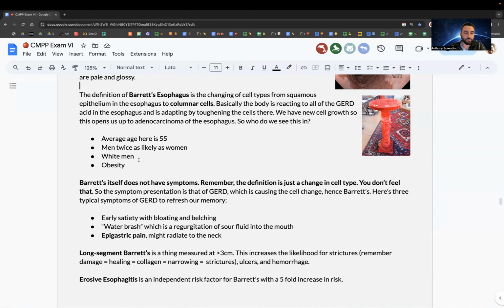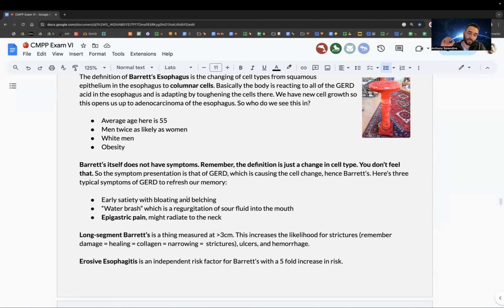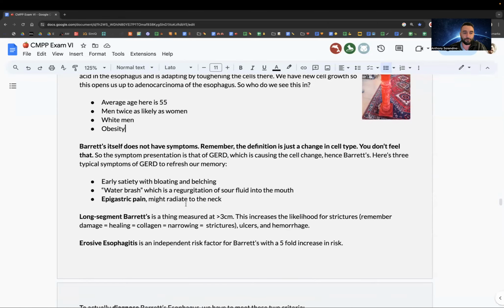Definitely a lot of vignette stuff, like the average age is 55, more likely in men, white men, obese men. You're going to get Barrett's. All right. Big key here, no symptoms with Barrett's itself, right? It's just the description of a cell change. The symptoms are going to be GERD symptoms, which are causing the Barrett's, okay?